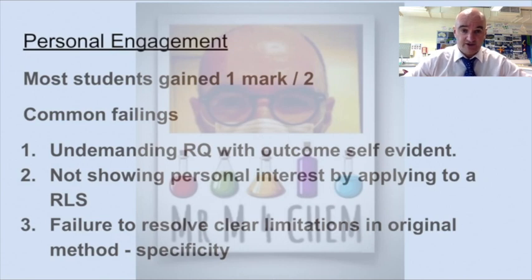Undemanding research questions. What's the enthalpy of neutralization of hydrochloric acid and sodium hydroxide? Well, I'll tell you now, it's minus 57 kilojoules per mole. And if you don't get that answer, you're wrong. There's something wrong with your experiment. And it's also, everyone knows this. Everyone knows it. So don't be doing things that everyone knows, because that's not going to get you 2 on personal engagement. It should have a real-life application or a real-life situation.